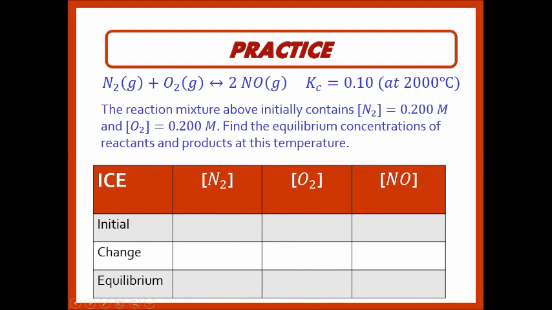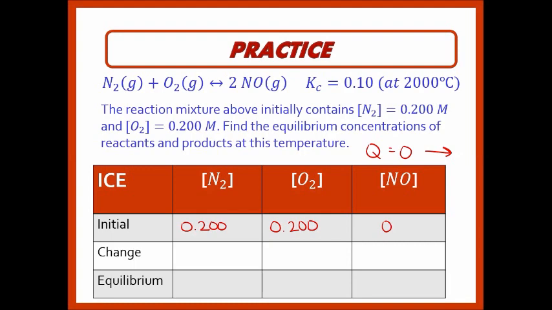We know the initial concentration of N2 is 0.200. Initial concentration of O2 is also 0.200. We're not given a concentration of NO gas, so we're going to assume it to be 0, meaning that Q is equal to 0, and therefore the forward reaction proceeds because Q is less than K.